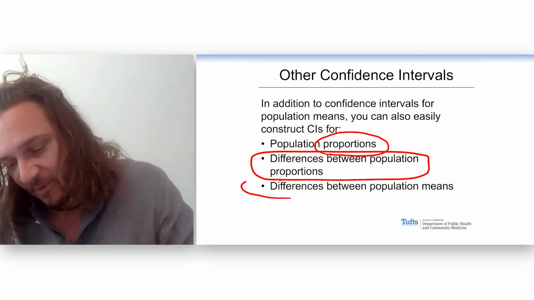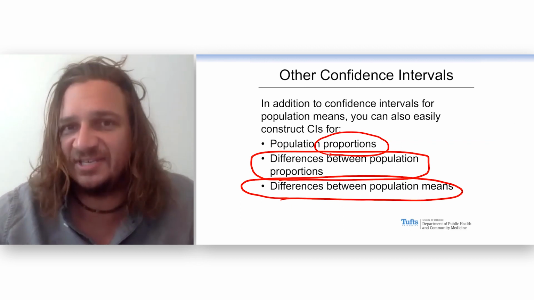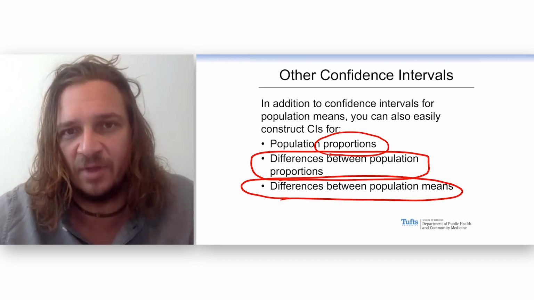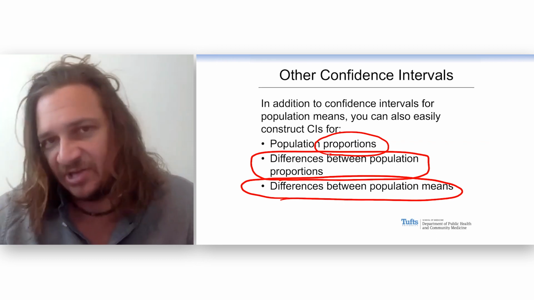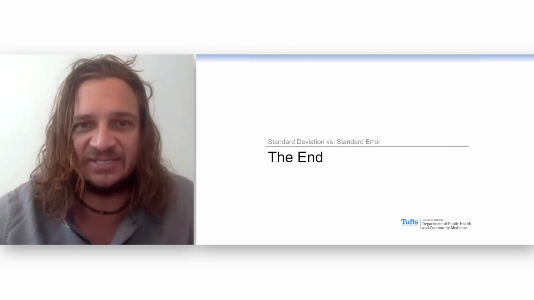What if we have two different populations and we want to see if they have different means? Those are all statistics, numbers that describe our sample, and we can put confidence intervals around them. So stay tuned for that and make sure you're firmly cemented on what is the difference between standard error and standard deviation.